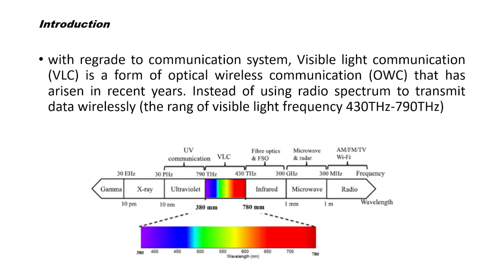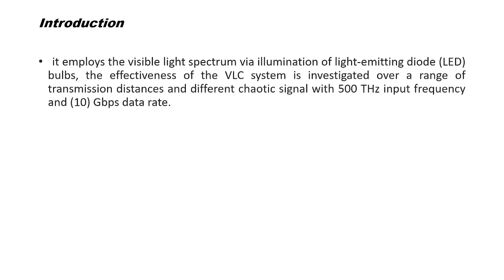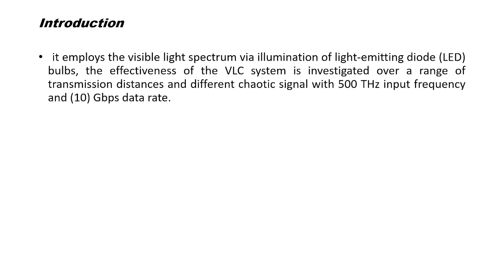Visible light communication is a part of optical wireless communication that has been used in recent years to transmit data wirelessly, rather than using the radio spectrum. The visible light communication frequency range is 430 terahertz to 790 terahertz. This shows the frequency and the wavelength range of visible light communication. The visible light spectrum is produced via illumination by light-emitting diodes.